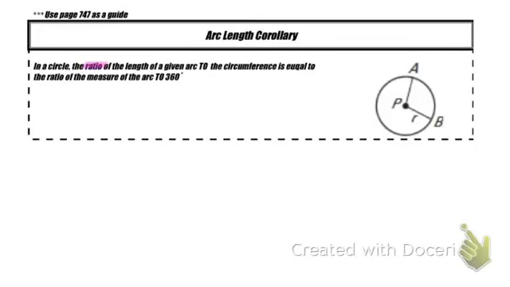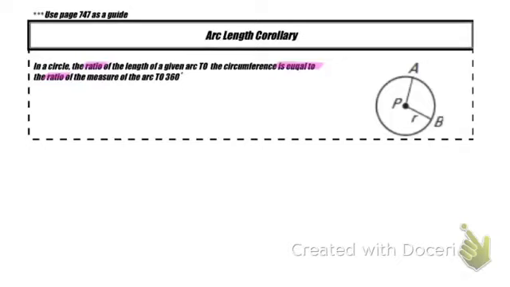Okay, so now we are going to move into the arc length corollary. In a circle, the ratio of the length of a given arc to the circumference is equal to the ratio of the measure of the arc to 360. The three words that I highlighted are ratio, is equal to, and ratio. So that means we're going to be setting up two ratios and setting them equal to one another.